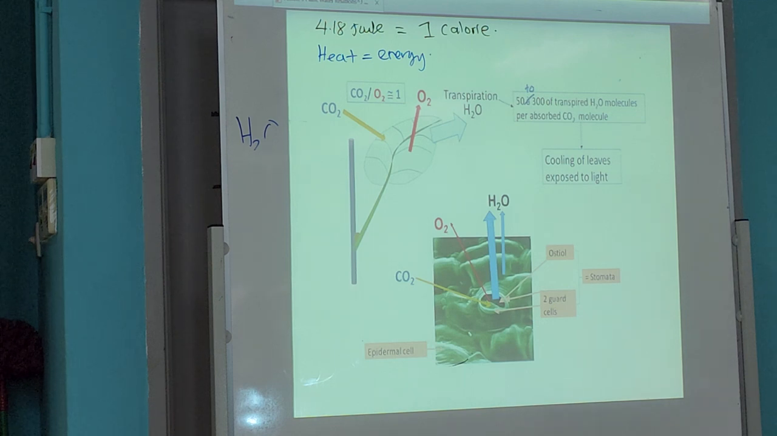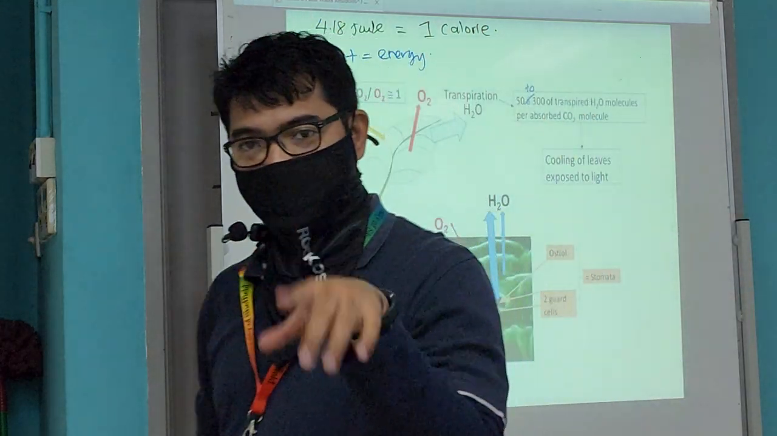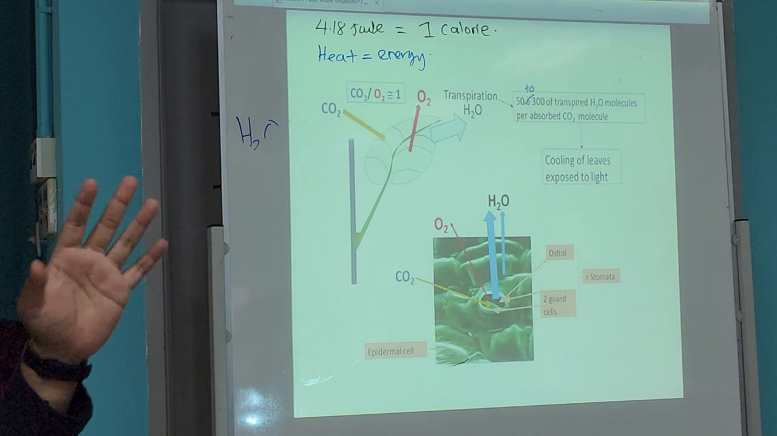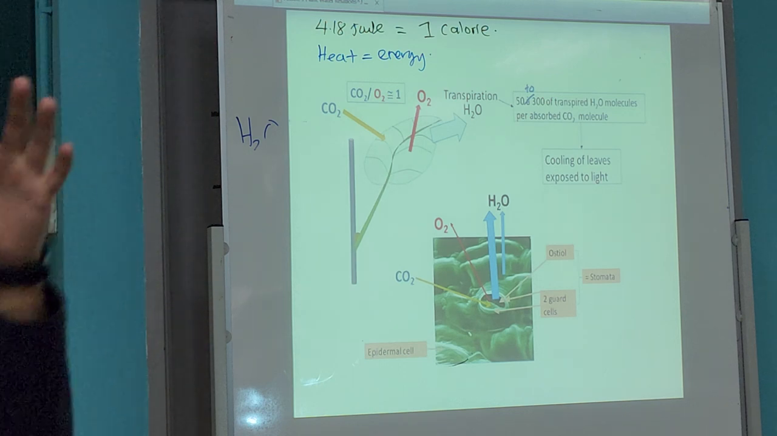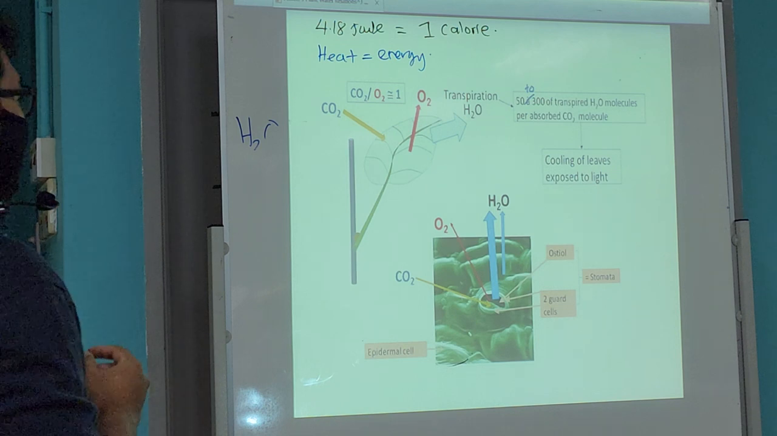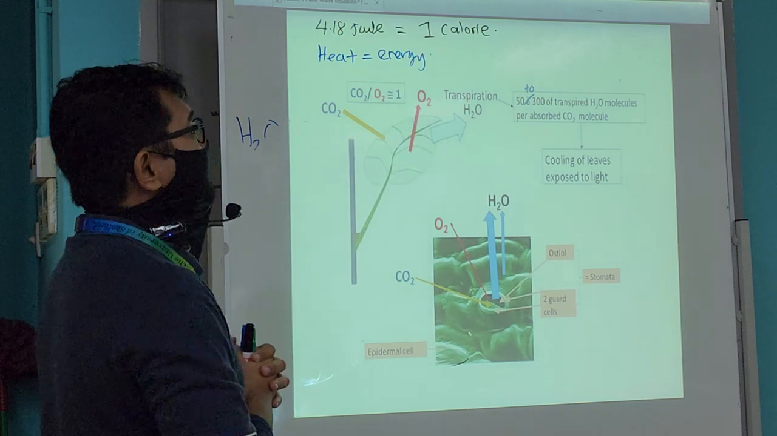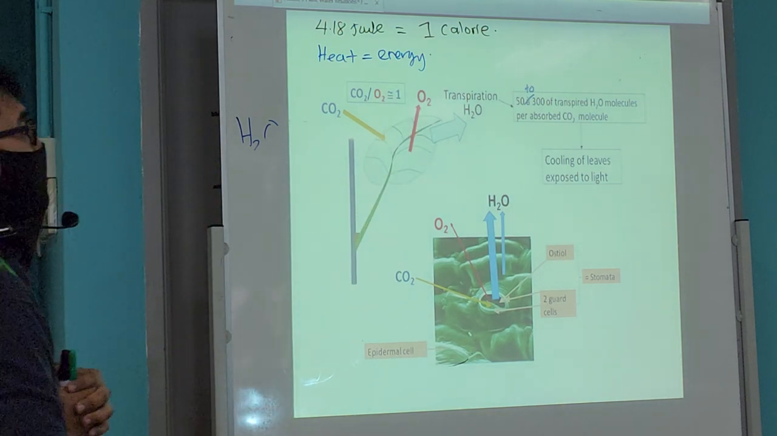Remember that, okay? Skin is an organ, and it is the largest. Why is it the largest? Why is skin the largest organ? Yes, it has the highest surface area. Because it's not thick. It's just thin and it's spread out all over your body. Like in this case here, 50 to 300 transpired H2O molecules per absorbed CO2 molecule.